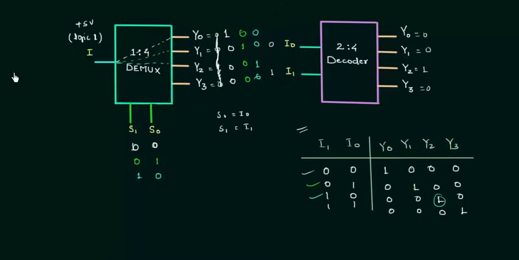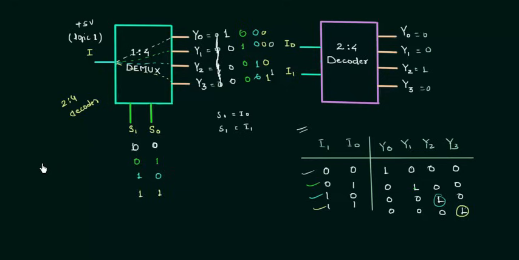And for the final case, when both selector variables are high, input I is transferred to y3, making y3 1, and rest all outputs are 0. Very simple. And you can see y3 is high. So all the 4 cases are verified, and this circuit is operating as 2:4 decoder. Fine. So this is all you have to do.